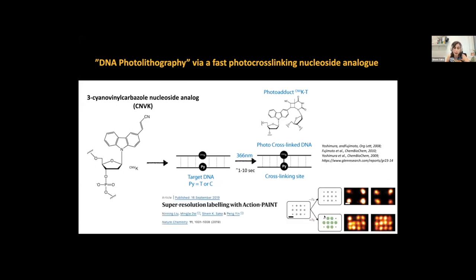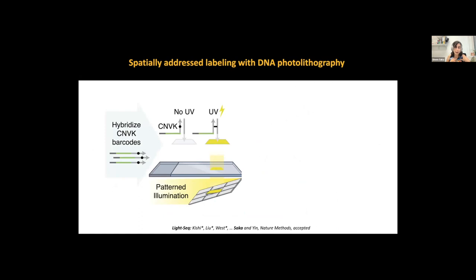We have also utilized the same chemistry before for super resolution labeling of samples, combining DNA-PAINT with the CNVK chemistry and controlled photo cross-linking as well. So it was one level higher, really high resolution labeling. But in this case, we want to bring it back to tissues for doing spatial indexing. And the way we do it in a more high throughput way is that we use pattern illumination to be able to identify or expose the areas of interest.